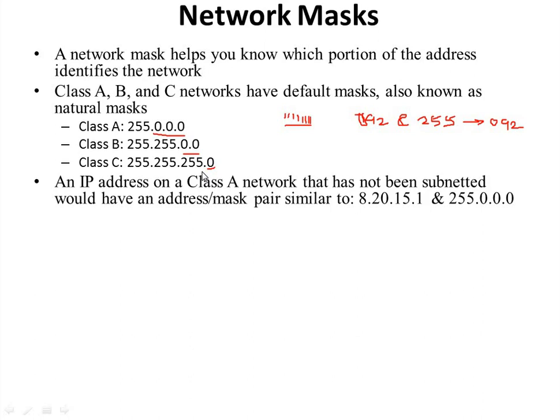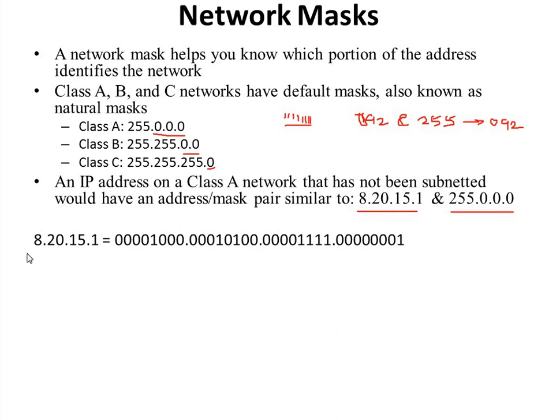Now consider an IP address of class A which is not subnetted. We are going to see the concept of subnet. That means without subnetting, we are using classful addressing. If this is the address given to you, 8.20.15.1, and you mask it with 255.0.0.0, then the IP address 8.20.15.1 will be represented like this in binary.